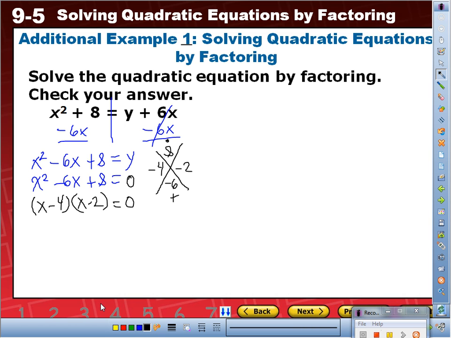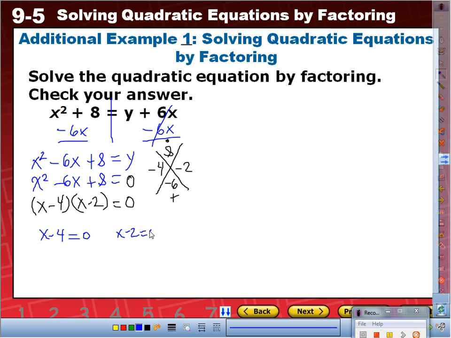Step 5, set each factor equal to 0. Is that true? Did I skip a step? Oh, solve for the variables, my bad. So that means step 4, we need to set each one equal to 0. So check this out. x minus 4 equal to 0. x minus 2 equal to 0. From there, solve for the variable. Plus 4 plus 4, x equals 4. Plus 2 plus 2, x equals 2. And this takes you to the beginning of the year.